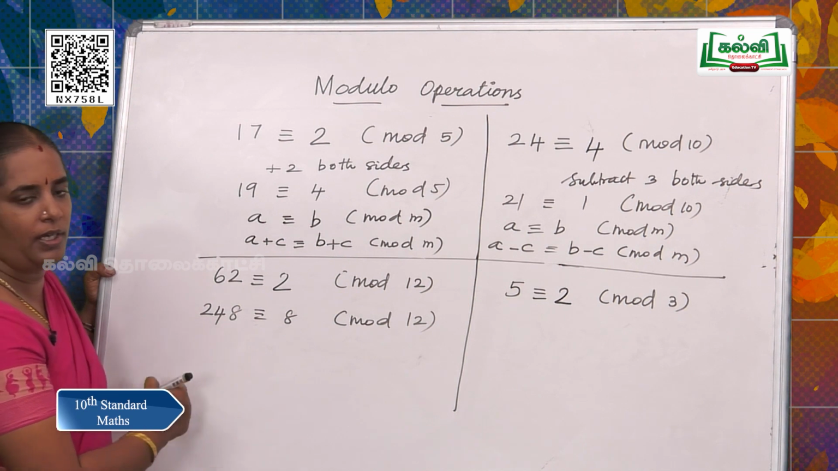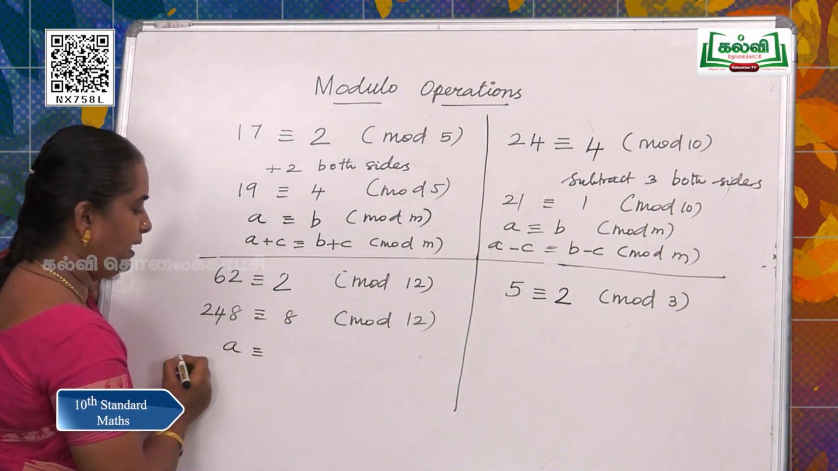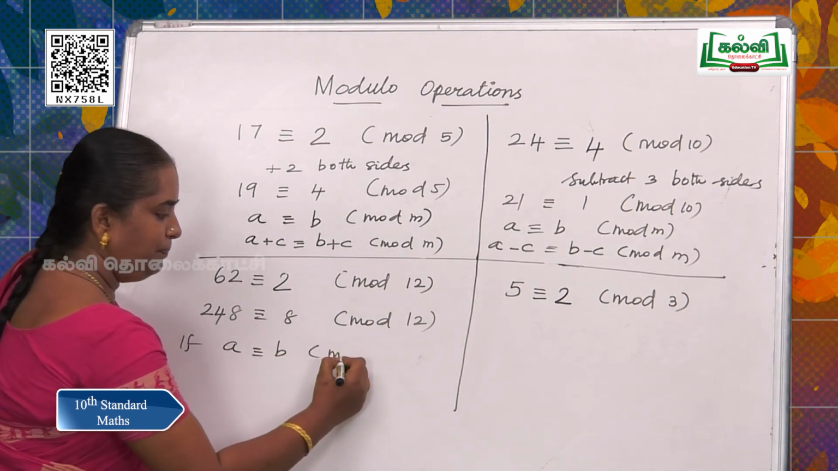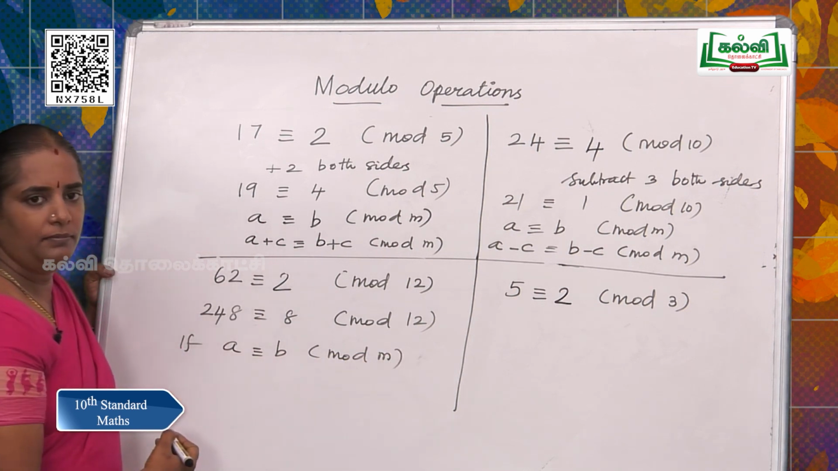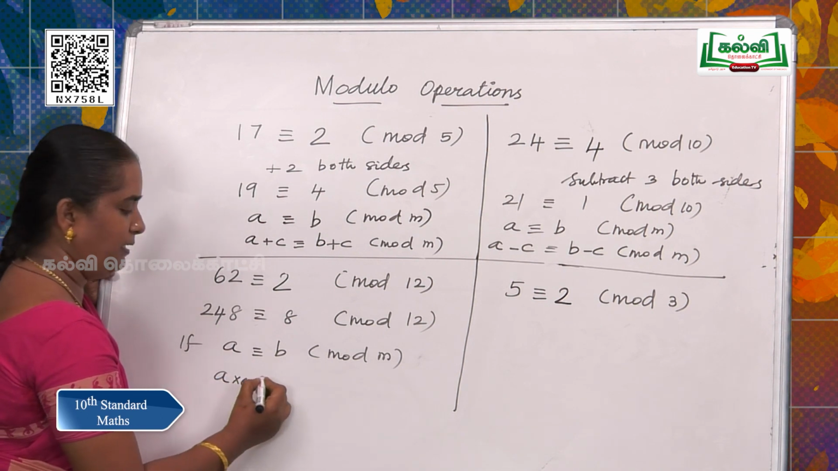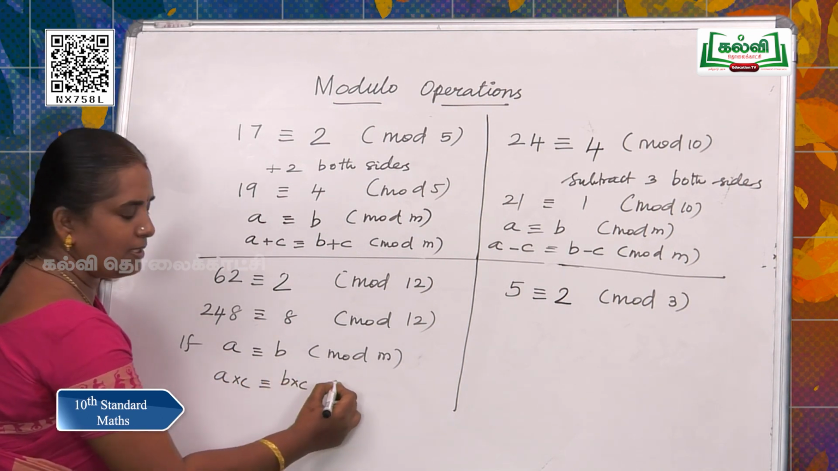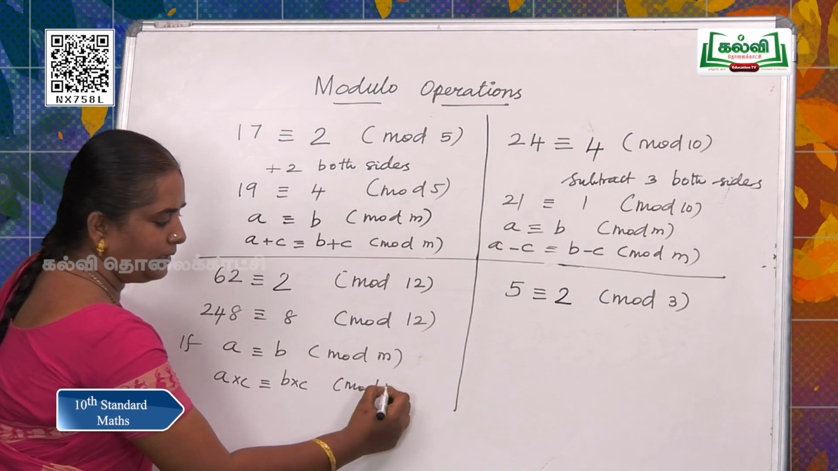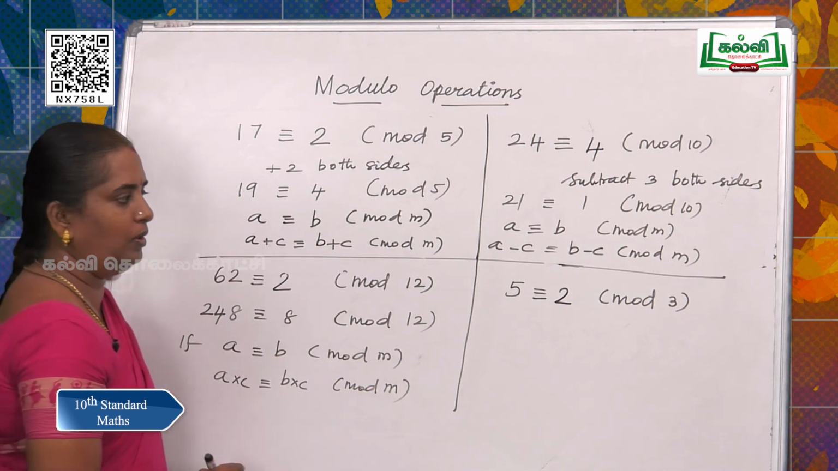So, that is how we have got the property: if A is congruent to B mod M, then for any integer C, we can say that A times C is congruent to B times C for the same mod. Keep that in mind, for the same modulo.